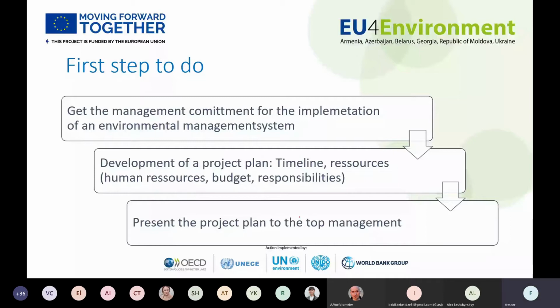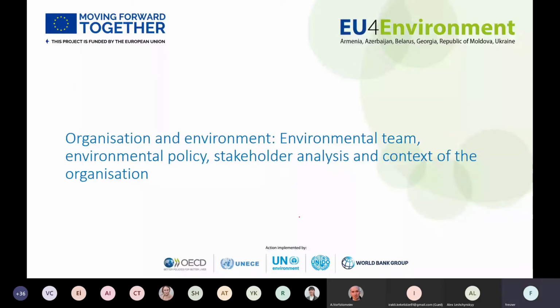And what are these next steps? To build the basis for the environmental management system, we have the team, we have a policy, and we have a stakeholder analysis, and we will discuss these elements now in more detail.